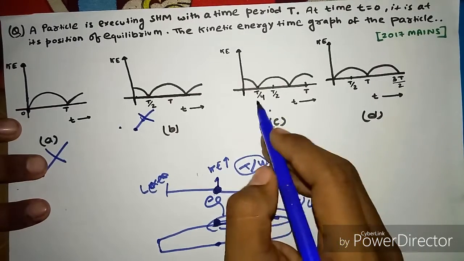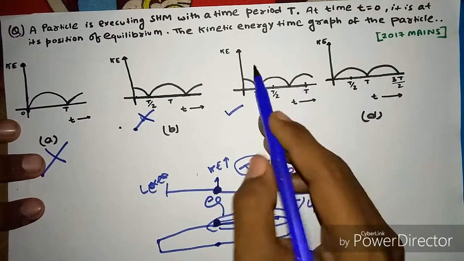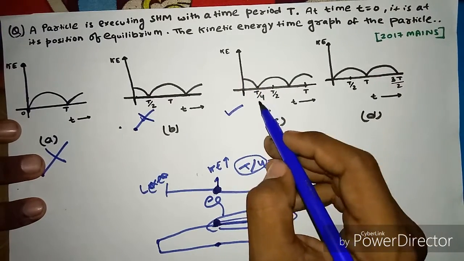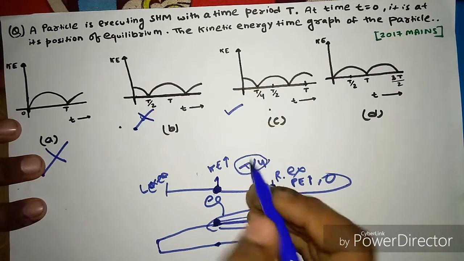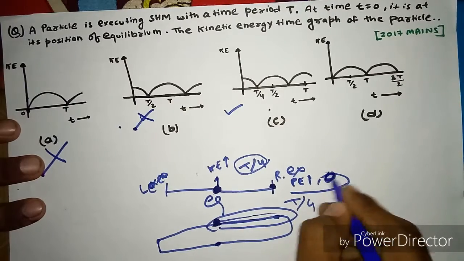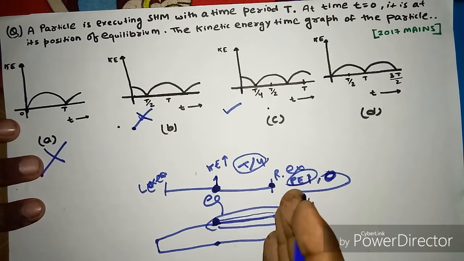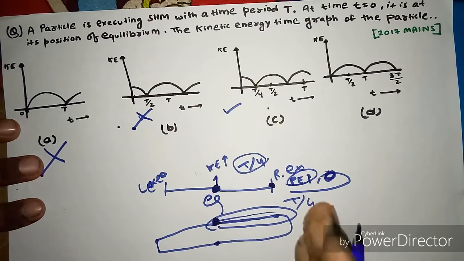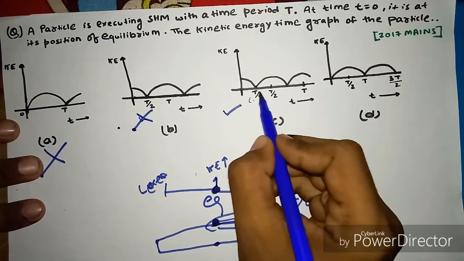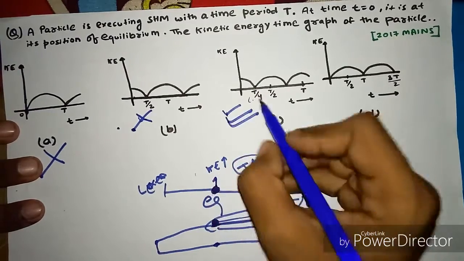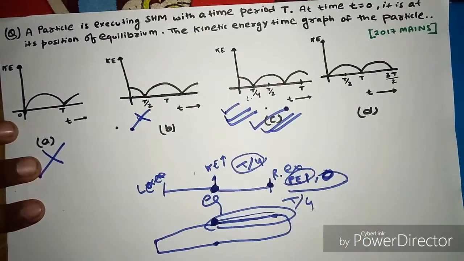But if you see this graph, it starts from origin and has the maximum, so this condition is satisfied, kinetic energy is maximum. And at T by 4, that means this point, it has zero kinetic energy and maximum potential energy, because all the kinetic energy converts to potential energy when it moves from the equilibrium position to the right extreme, right? So at T by 4 it has zero kinetic energy, so this option is correct and this is the correct answer. So we have done the problem.